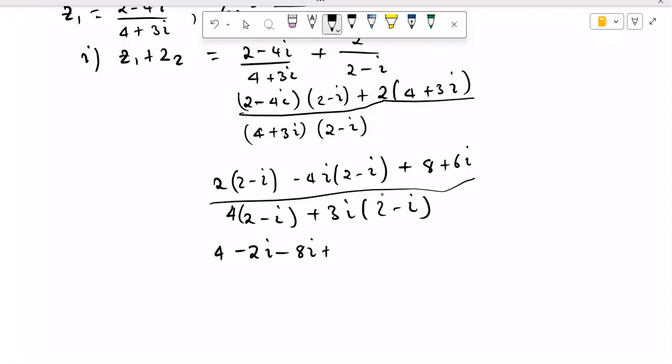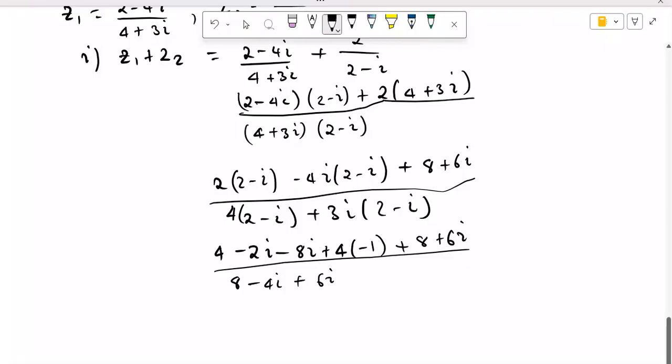And then 4i by i, it will be 4i squared. i squared is negative 1, this is i squared, okay? Plus 8 plus 6i. Then this by this: 8, 2 by 4, 8 minus 4i, plus 3 by 2, 6i, okay? So positive by negative, you have negative 3i by i, it will be 3, then i squared, it will be negative 1. Okay, so don't get confused.